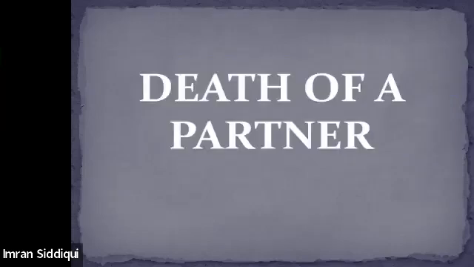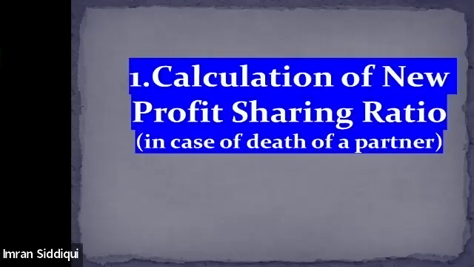I want everyone of you to put this heading on your notebook, death of a partner. This is the new topic. So everybody put this as the heading on your notebook, death of a partner. And under this, we will first of all talk about the determination of the new profit sharing ratio.